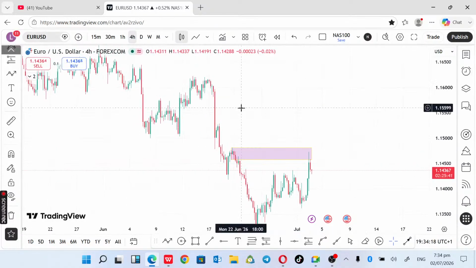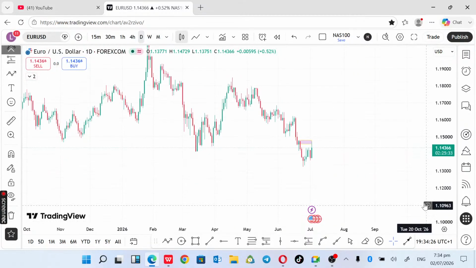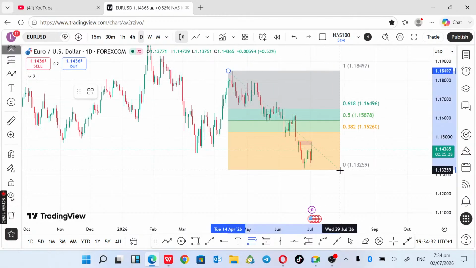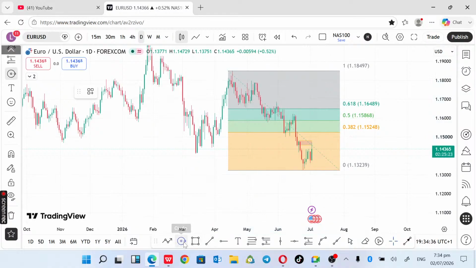And also remember the zone we marked on the daily. Let me use a circle to mark it out. So remember, let me quickly draw my Fibonacci. So we had from this area here like this.